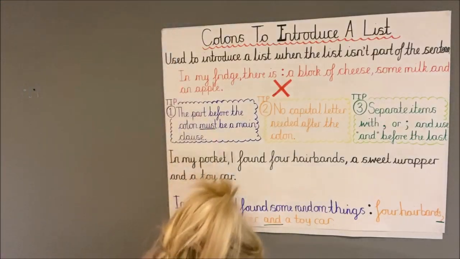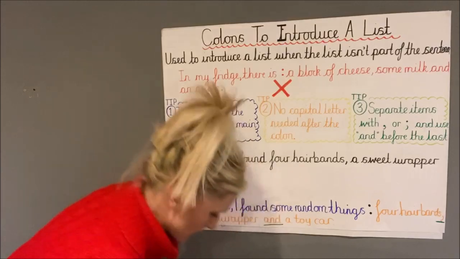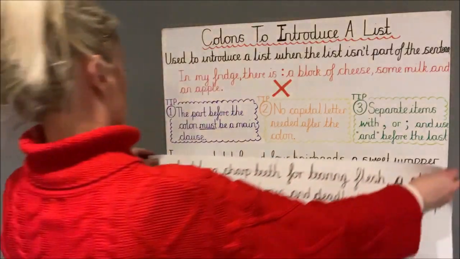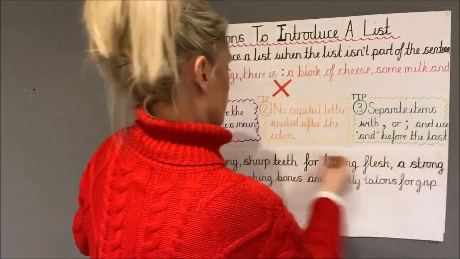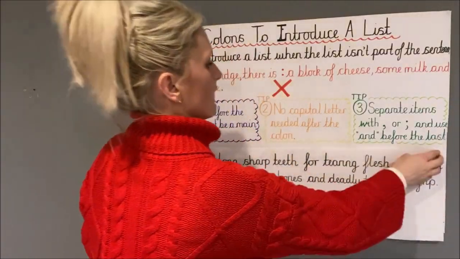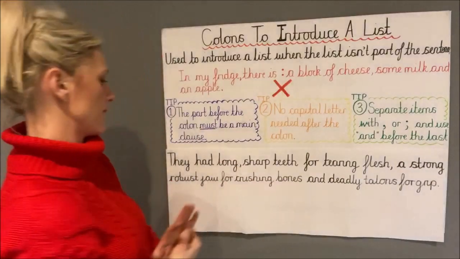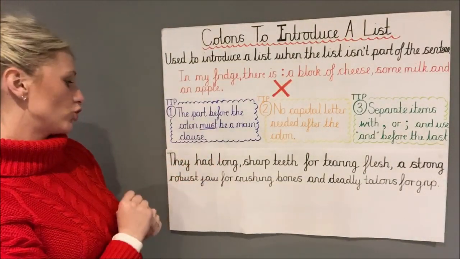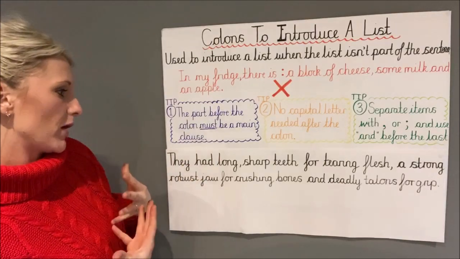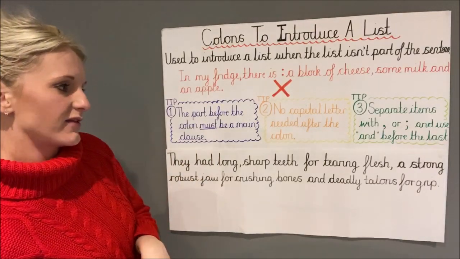Let me show you another example. So this is going to be an example with some longer items in our list. So if I can just cover that up like that, hopefully I'm going to write small enough that I fit it in. So this time it says, they had long sharp teeth for tearing flesh, a strong robust jaw for crushing bones, and deadly talons for grip.